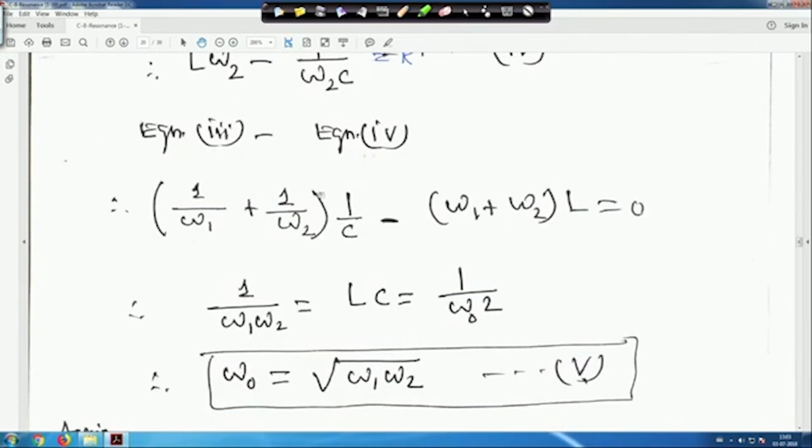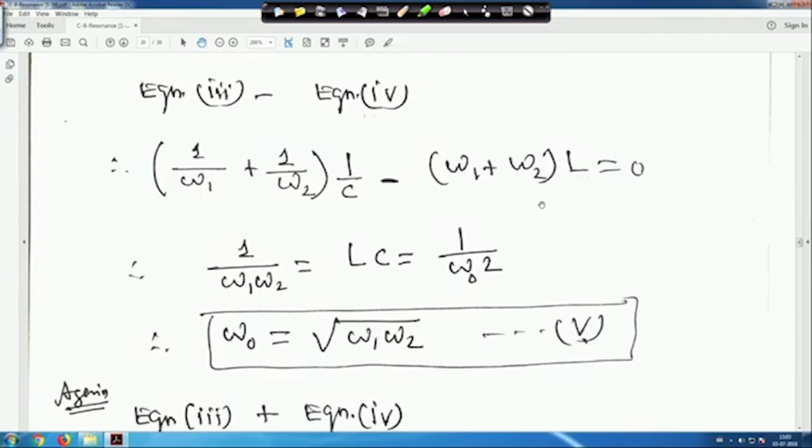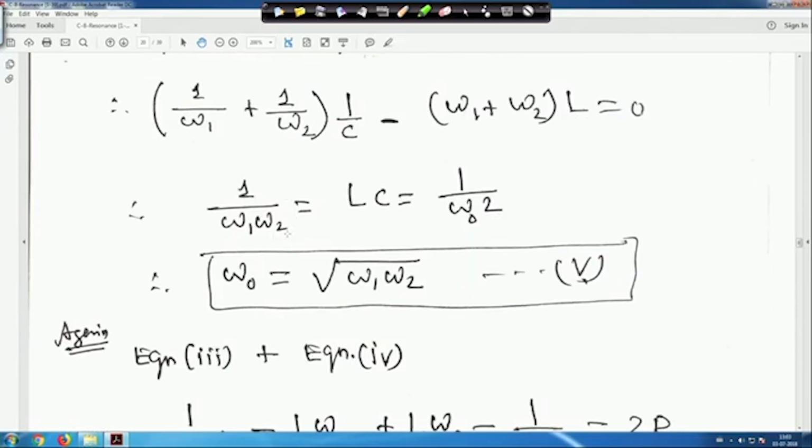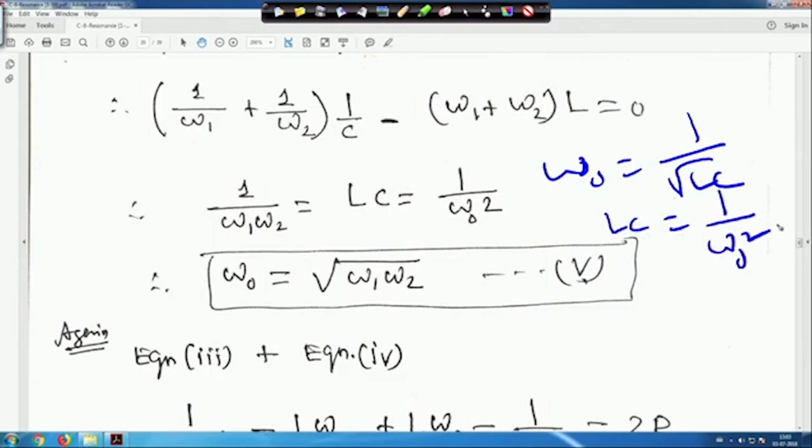you will get 1 upon omega 1 plus 1 upon omega 2 divided by C, minus omega 1 plus omega 2 into L, is equal to 0. Or simply you will get 1 upon omega 1 omega 2 is equal to LC, which is equal to 1 upon omega 0 square, because omega 0, the resonance frequency, is equal to 1 upon root over LC. If you take the square of it, LC will be 1 upon omega 0 square. So that is what we are writing here. Therefore omega 0 is equal to root over omega 1 into omega 2.